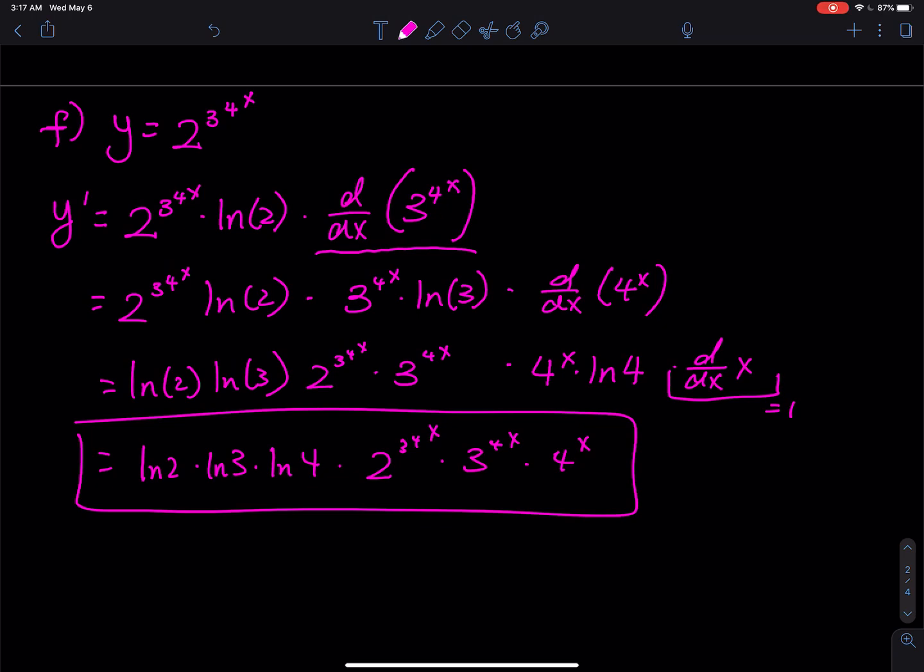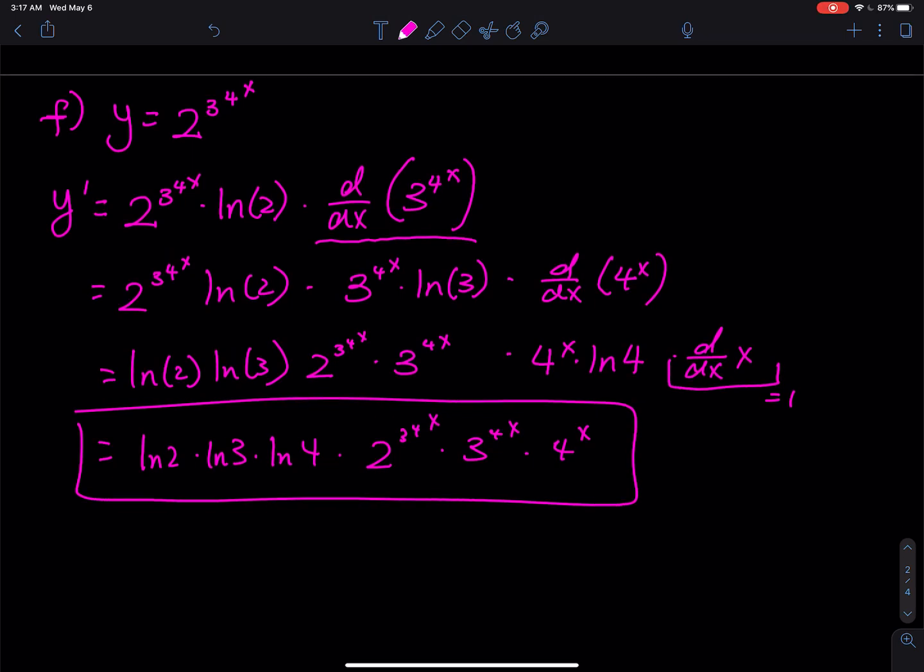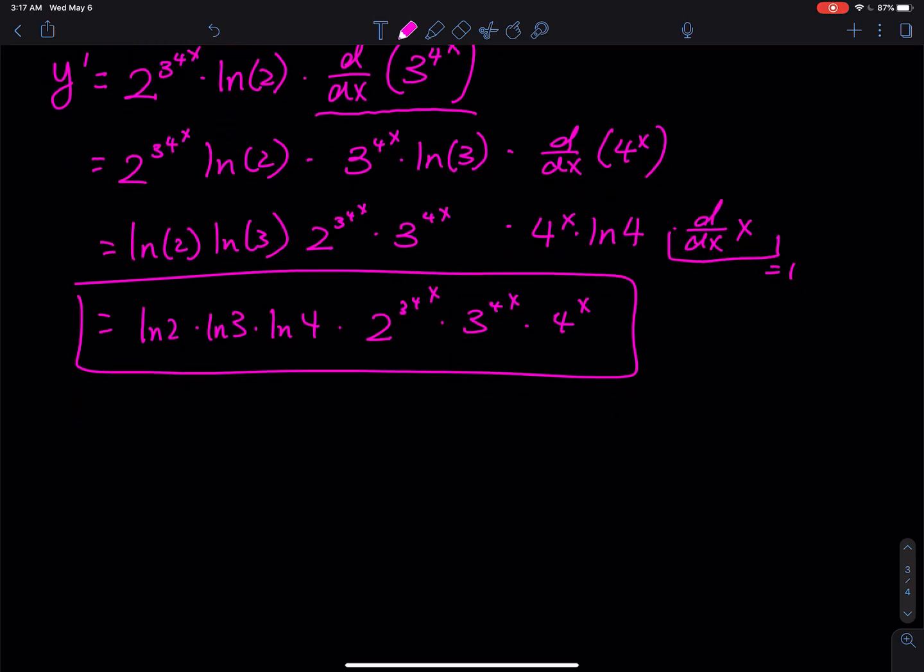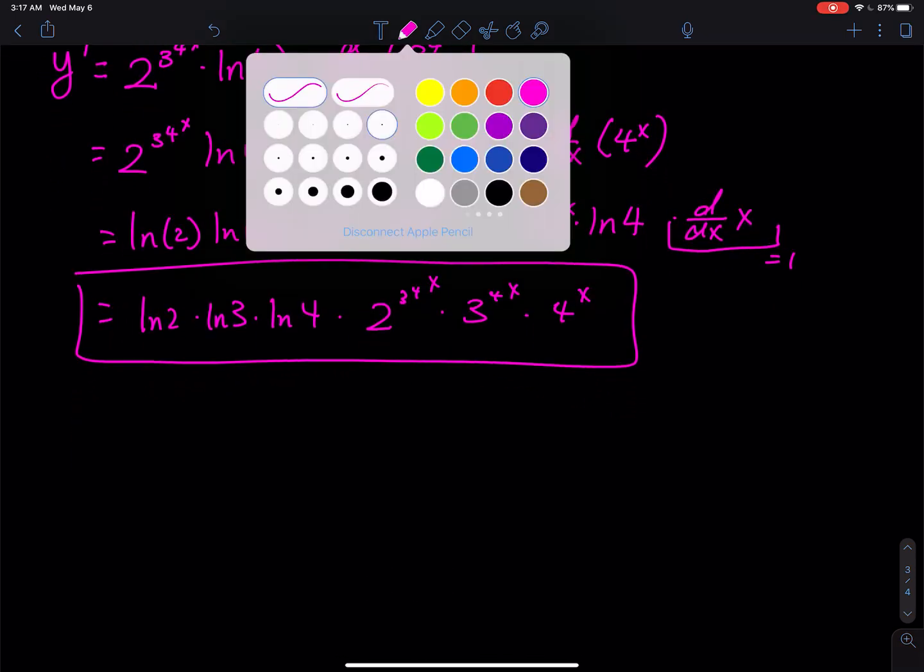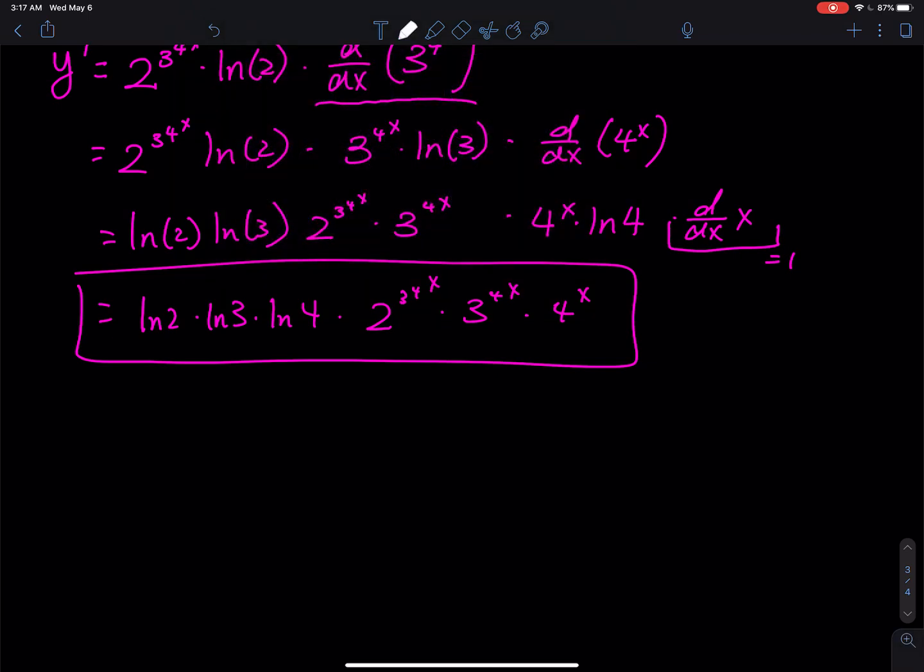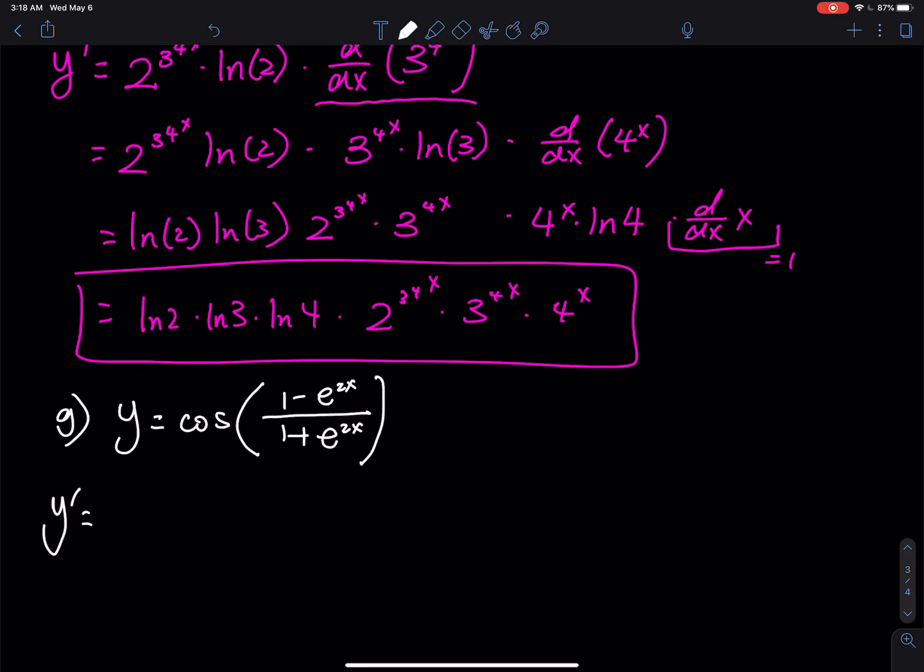All right, moving on to part G. So part G is another chain rule. So let's change color again. So part G, you have y equals cosine of (1 minus e to the 2x) divided by (1 plus e to the 2x). So this one you have a rational function inside a cosine, right? So the derivative of cosine is negative sine. So negative sine of this thing.